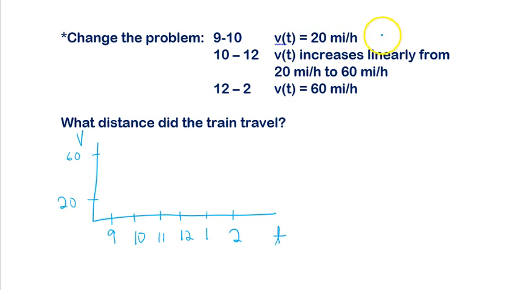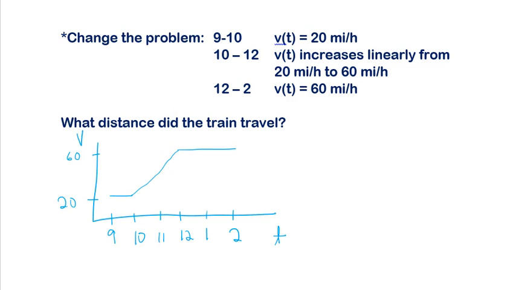When they're going a constant rate, like from 9 to 10 or from 12 to 2, those are horizontal lines just like we dealt with a minute ago. So between 9 and 10, we are a flat line at 20 miles per hour. Between 12 and 2, we are a flat line at 60 miles per hour. The part from 10 to 12, they're increasing between the two linearly. So in other words, I'm going to connect those with a line that has a positive slope. And it should be a perfectly straight line. Obviously, sketching it, it's not quite that way.